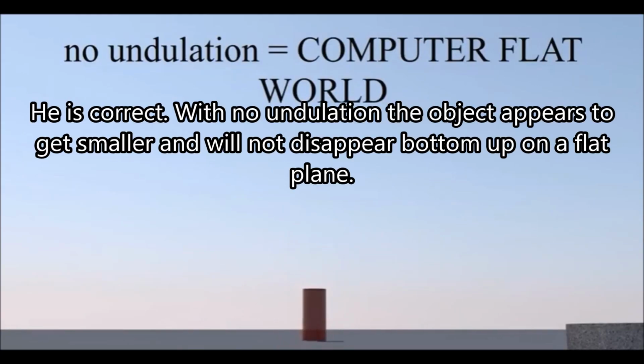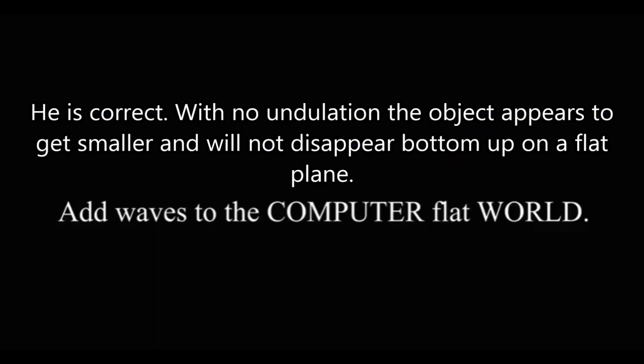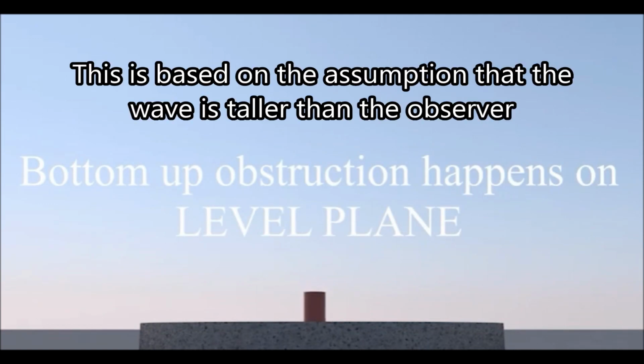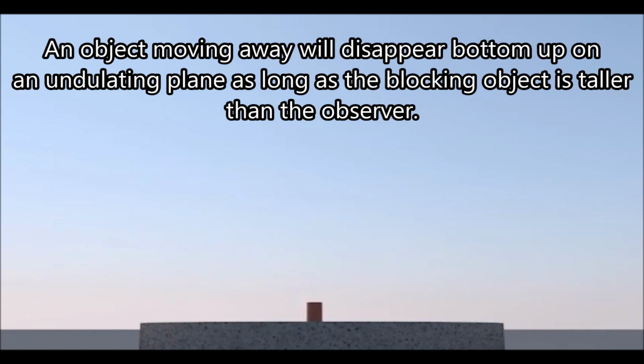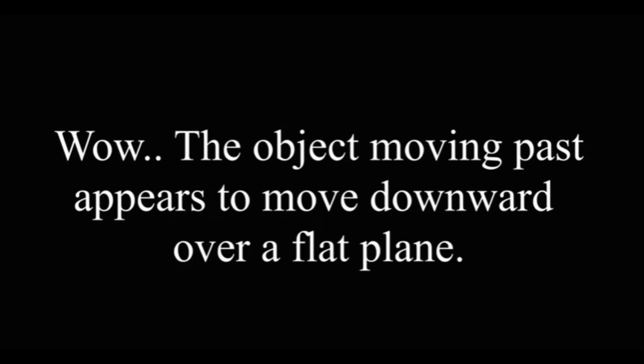He is correct. With no undulation, the object appears to get smaller and will not disappear bottom up on a flat plane. Now, Flat Earth data adds waves to the model. This is based on the assumption that the wave is taller than the observer. An object moving away will disappear bottom up on an undulating plane as long as the blocking object is taller than the observer. You noted Flat Earth data. Angles are important, and I'm going to show you why.